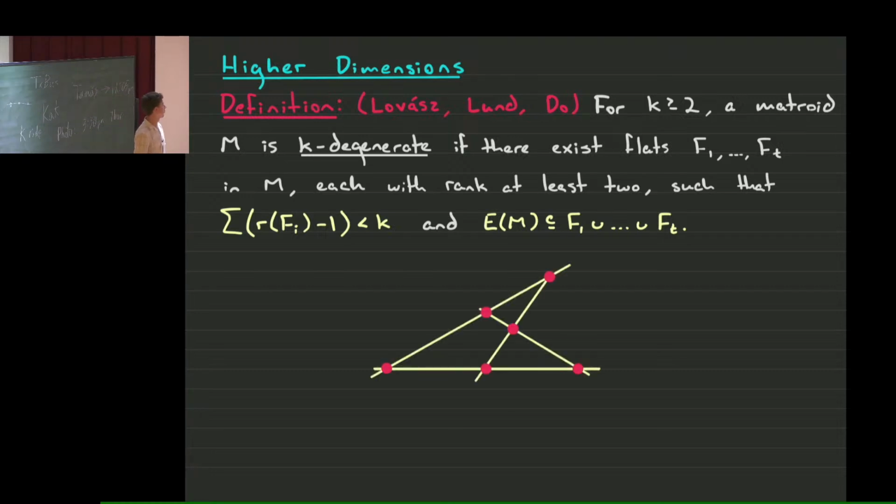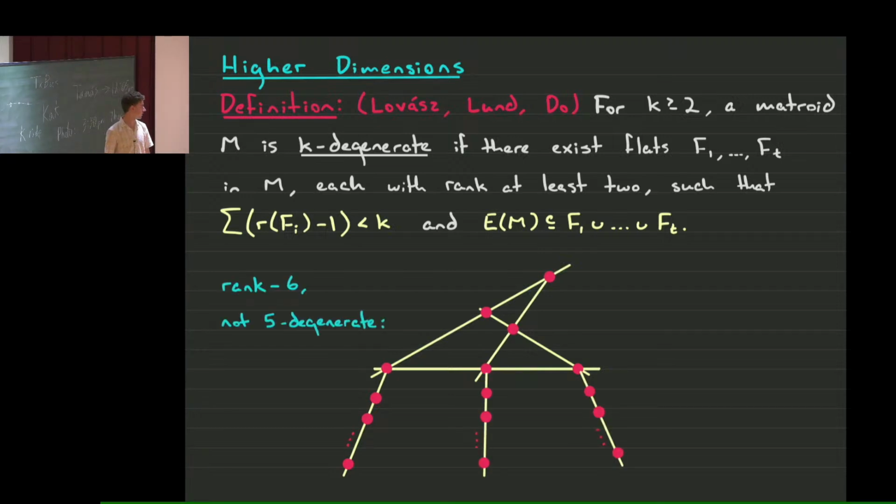You start with MK4, and then you iteratively two-sum lines of arbitrary size onto these bottom points here. So you end up with something rank 6, but you can check that this is not 5-degenerate. The problem is that every hyperplane in this matroid is going to contain one of those long lines. So just like what we saw with the 2 skew lines example, the average hyperplane size here can be arbitrarily large, but it's not degenerate. So I found this a bit bewildering, and we really wanted to know what was going on here.